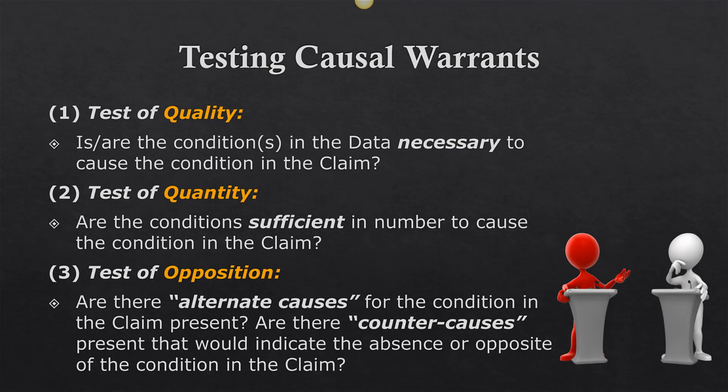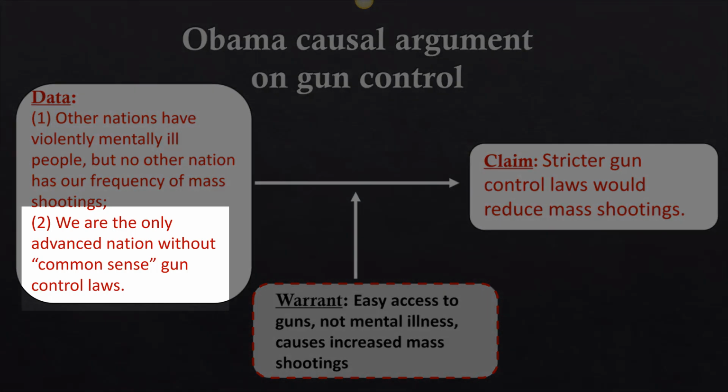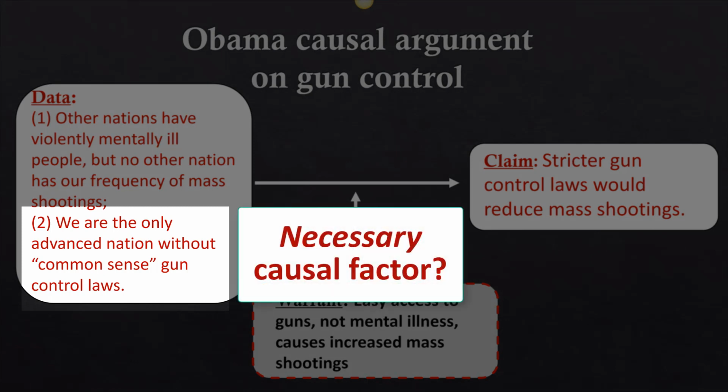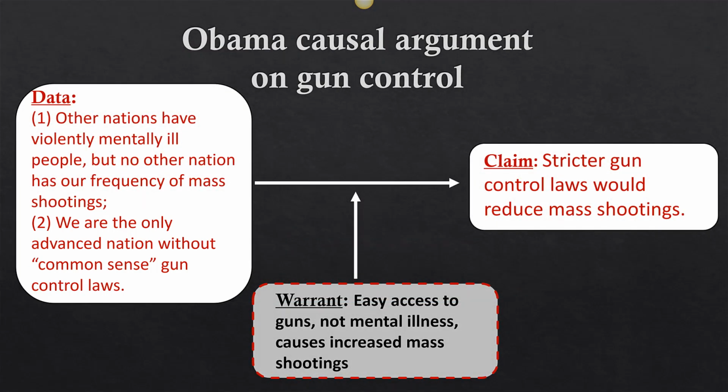Well, let's go back to the argument. In the first instance, Obama points out the uniqueness of the United States, both in terms of the frequency of our mass shootings, as well as our relative lack of what he refers to as common sense gun laws. And so what we have to ask ourselves is, is the lack of common sense gun laws a necessary condition in order to increase mass shootings, such that if we increase the strictness of gun control laws, we would actually reduce the mass shootings? Well, at this point in the argument, we don't have a whole lot to go on.